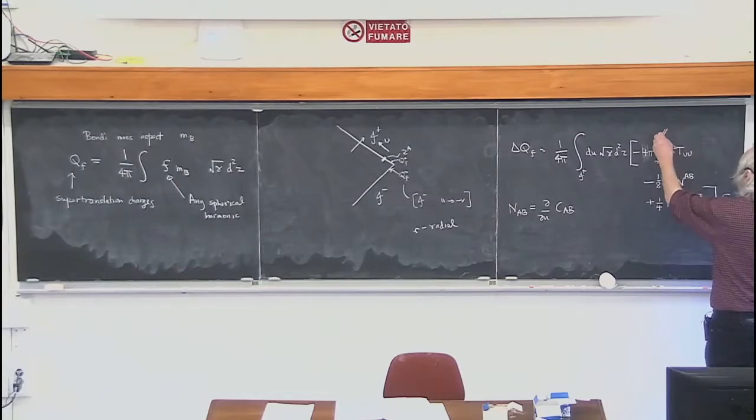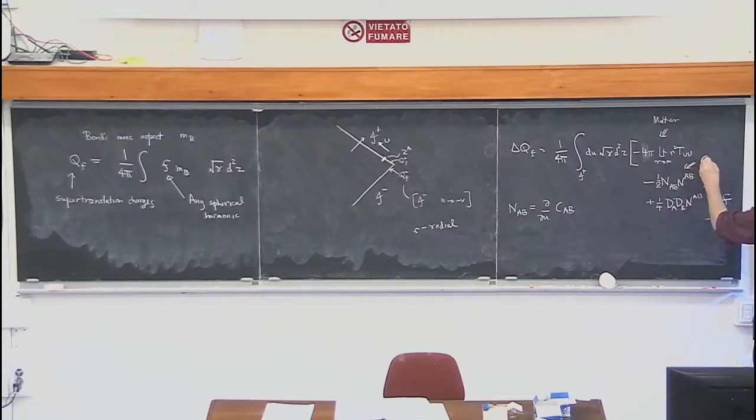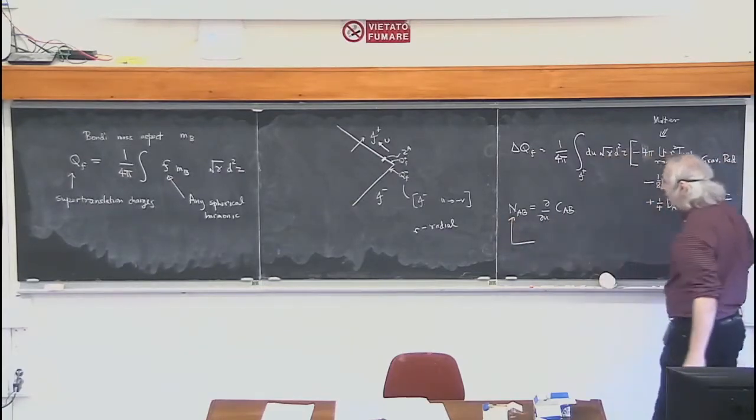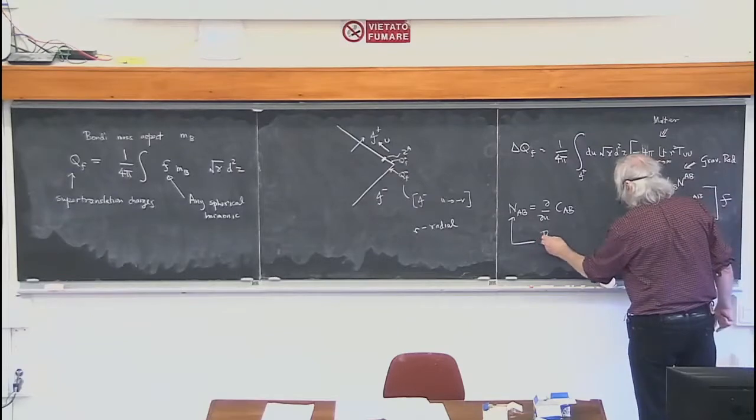So this is matter, gravitational radiation. C, this N, the time derivative of C, is sometimes called the Bondi news function.